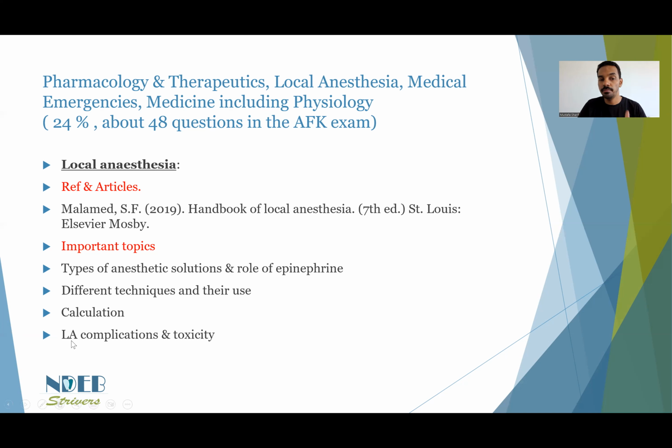The local anesthesia complications and toxicity. So those are the important topics in relation to local anesthesia, and this is the reference for it.